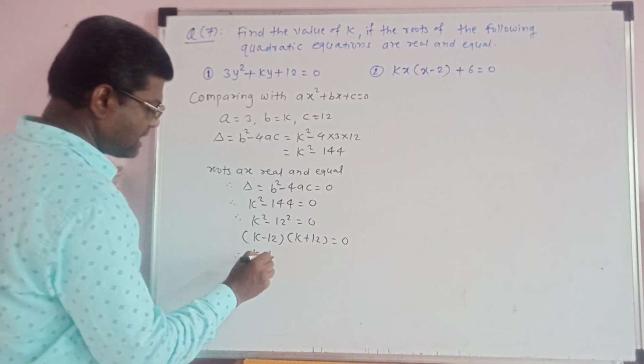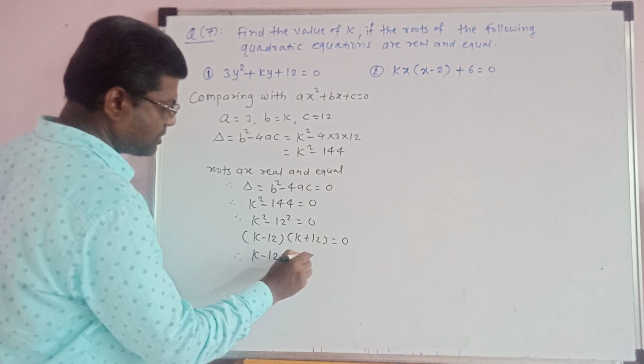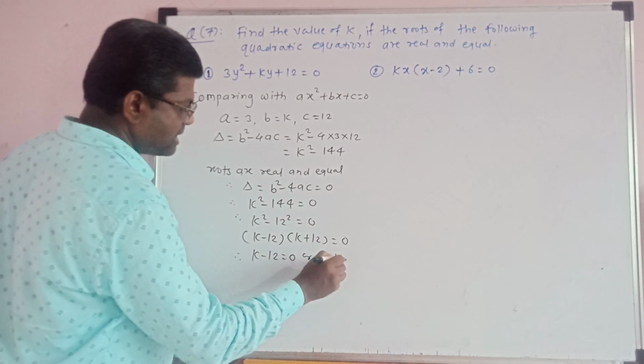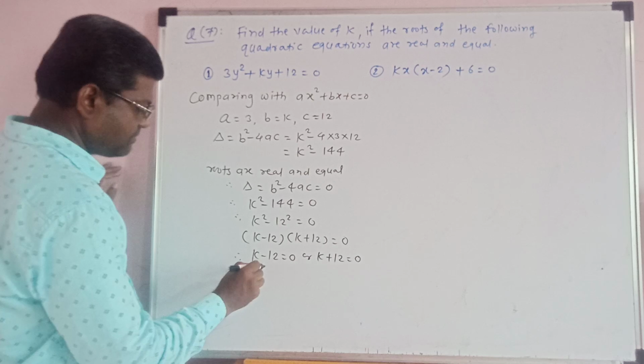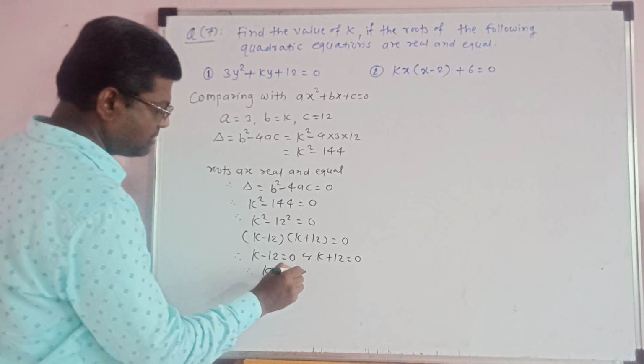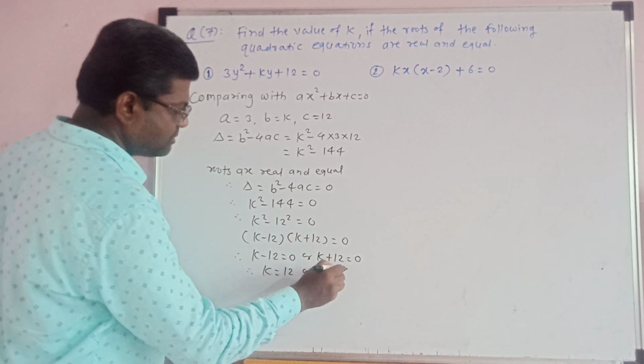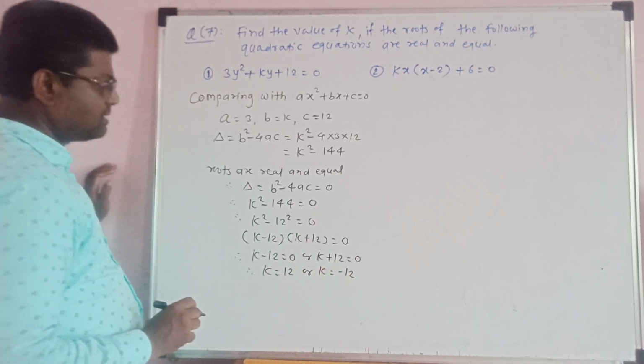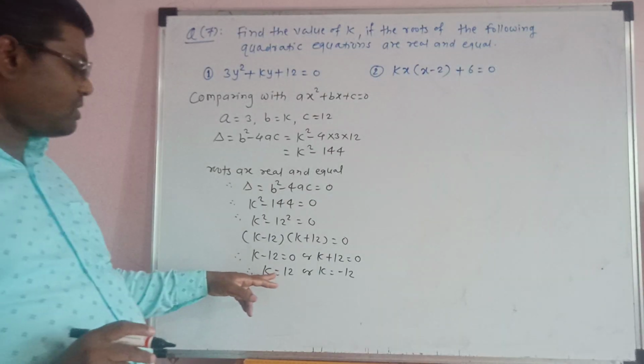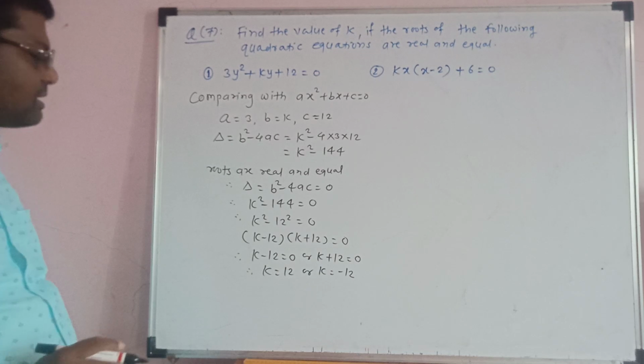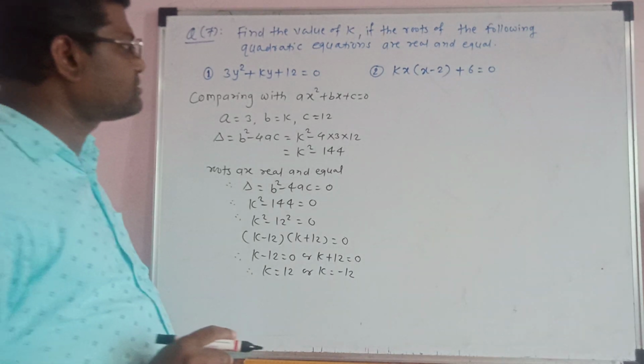Therefore we have k minus 12 is equal to 0 or k plus 12 is equal to 0. From this we got k is equal to 12 or k is equal to minus 12. These are the values of k. K is equal to 12 or k is equal to minus 12.